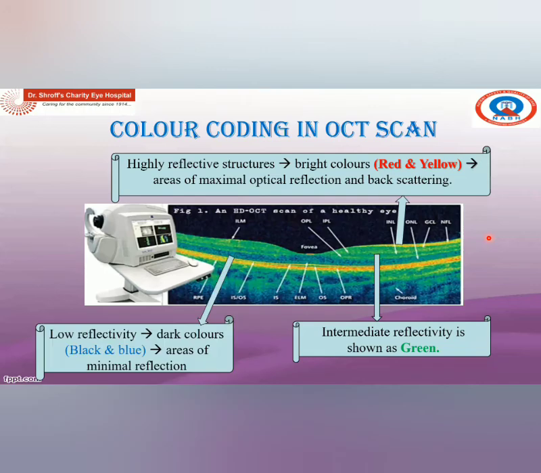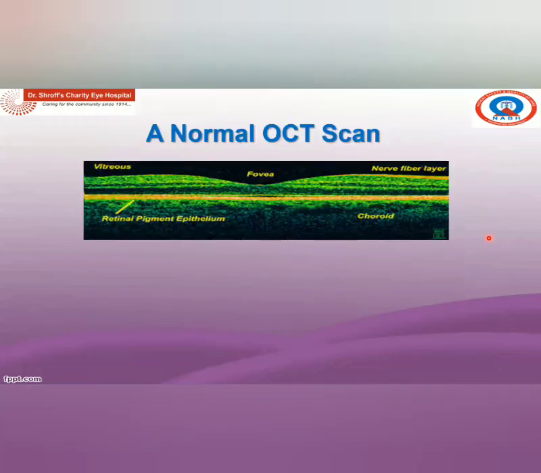Now we can see what a normal OCT scan looks like. If a patient comes with an OCT scan, you will see a depression. This depression does not have any pathology or any abnormality. This is normal. This is the macular fovea that is always seen as depressed. This is a normal OCT scan.